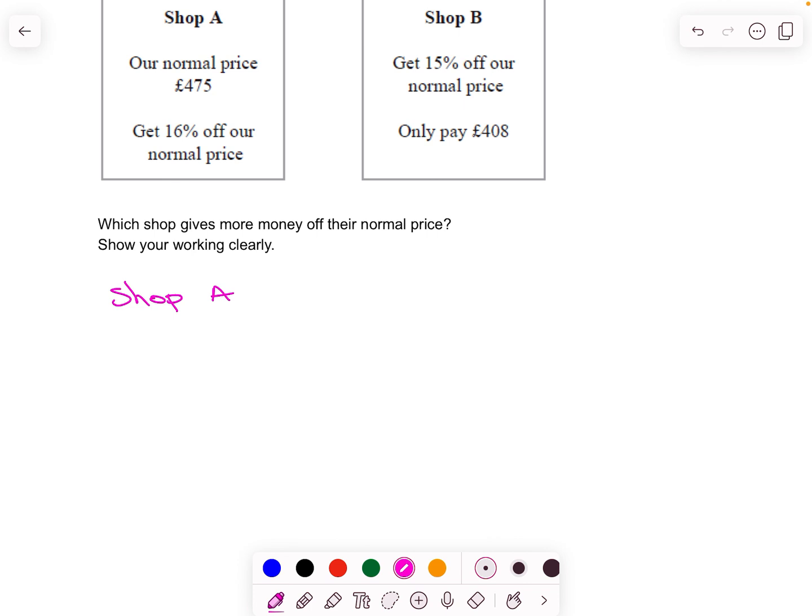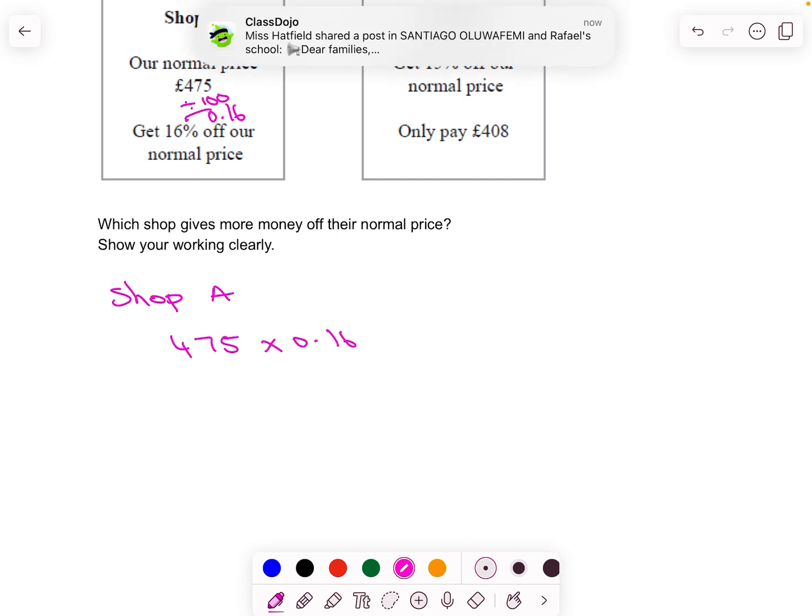Shop A. So our normal price is 475. Get 16% off our normal price. So there's lots of different ways you could do this. I would find 16% of the normal price. So 16% as a decimal is 0.16. Sorry, I'm not going to re-record that, so you're going to hear me sneeze in this. So 0.16.